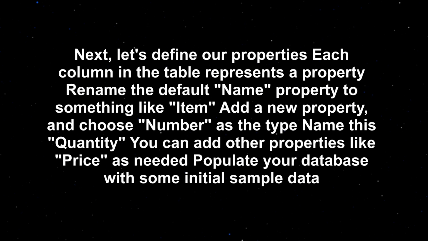Next, let's define our properties. Each column in the table represents a property. Rename the default name property to something like item. Add a new property and choose number as the type. Name this quantity. You can add other properties. Add price as needed. Populate your database with some initial sample data.